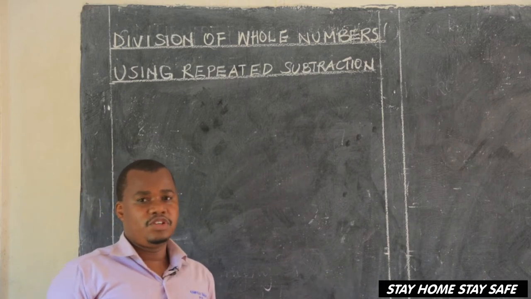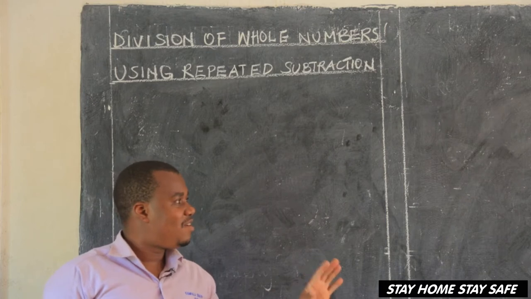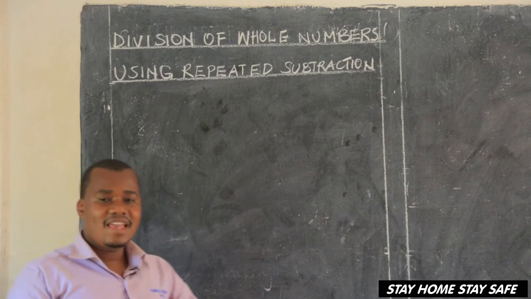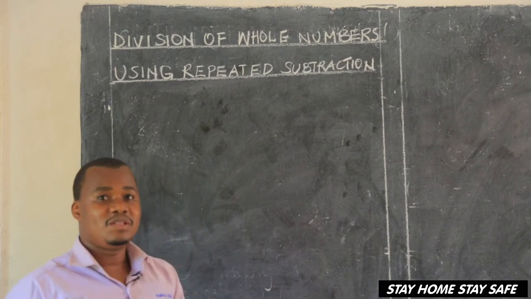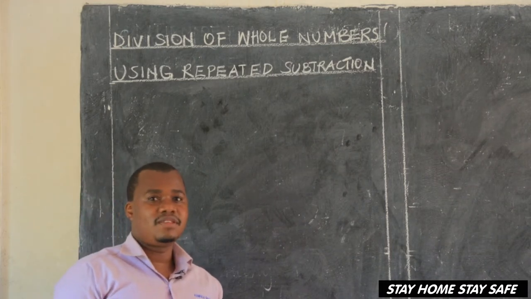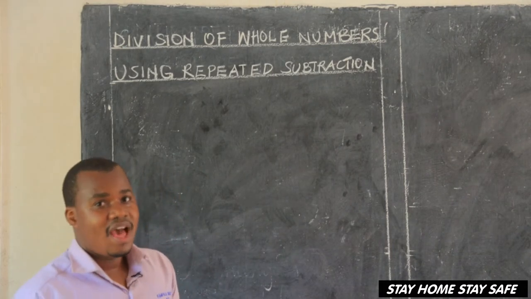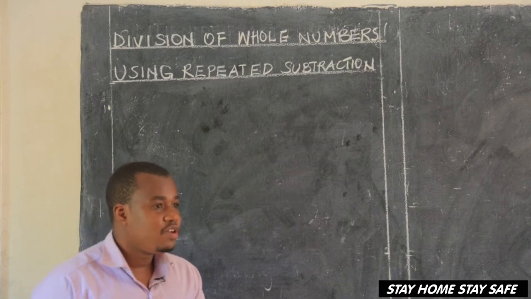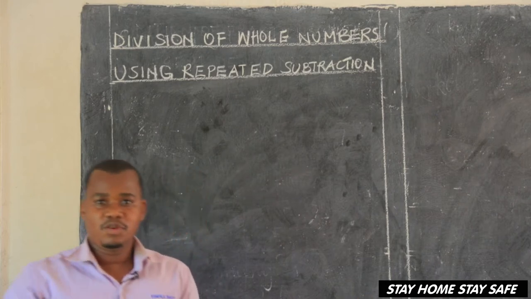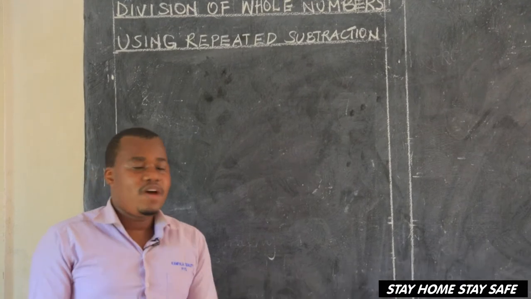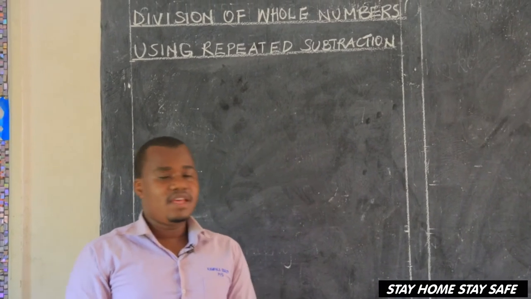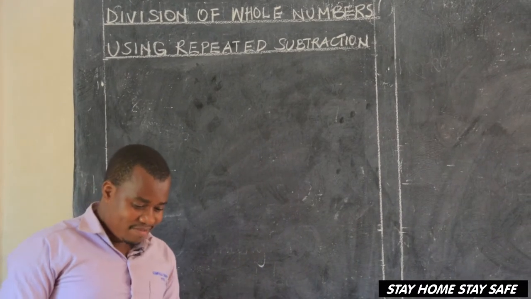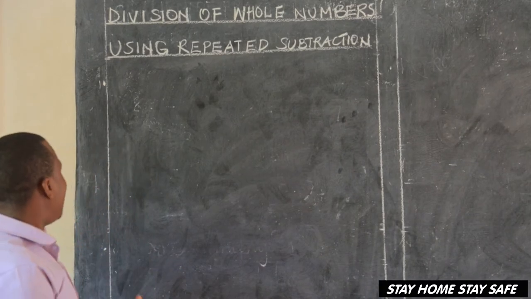If we looked at long division, and maybe it is not very clear for you, maybe you have problems. So we are coming up with another method such that if a question comes and is open, say divide 20 by this, you will choose which method to use, unless that question is specific and says use long division to divide, or use repeated subtraction to divide. But if it is just open and says divide this by this, you are free to use any method. So today we are going to look at the method of division using repeated subtraction.